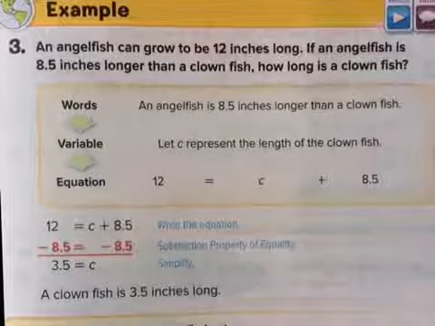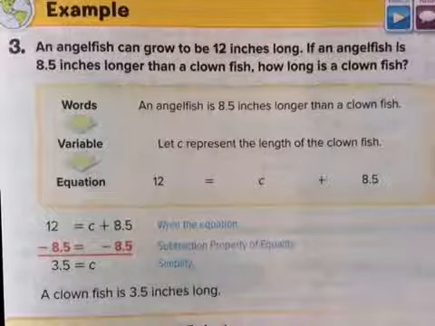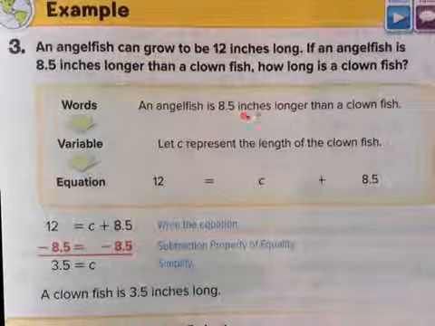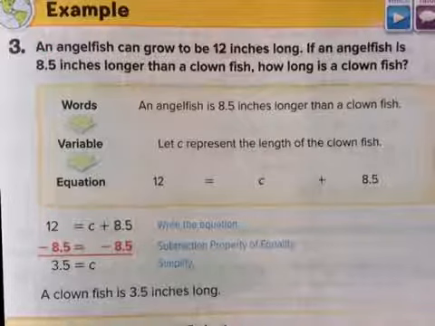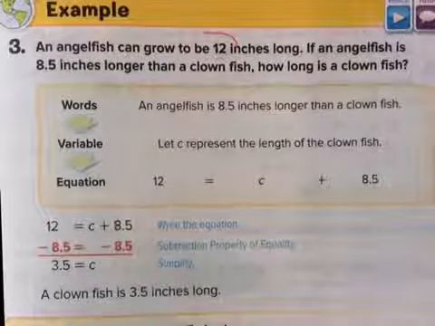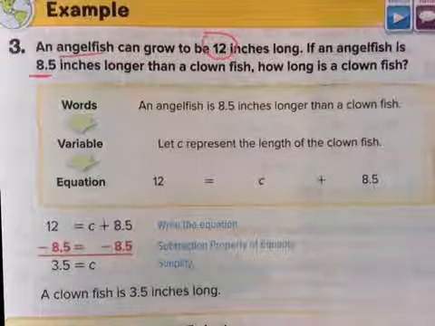Where we pick a variable. Now clownfish, I might choose C. I might choose C for clownfish. And I believe that's what they did down here. So words: an angelfish is 8.5 inches longer than the clownfish. So the angelfish is 12 inches long. It's 12 inches long, and that means it's 8.5 longer.